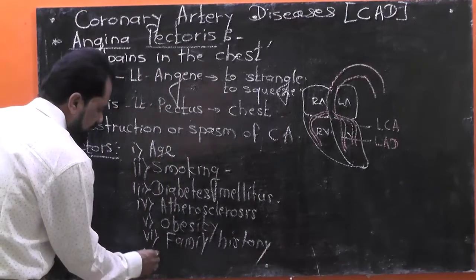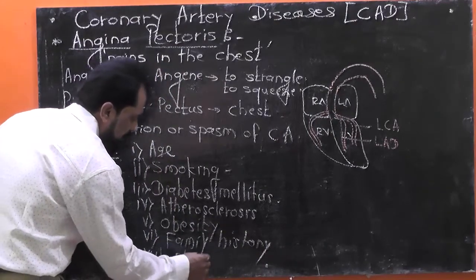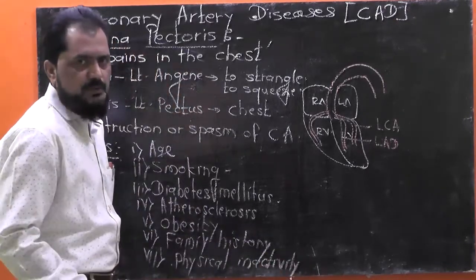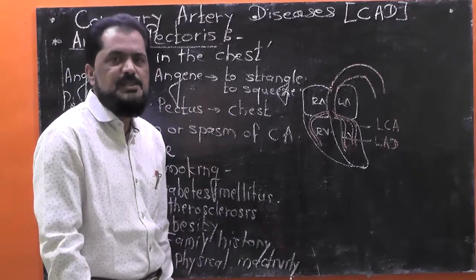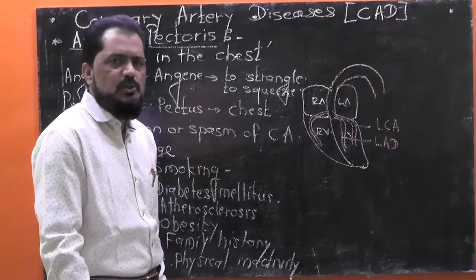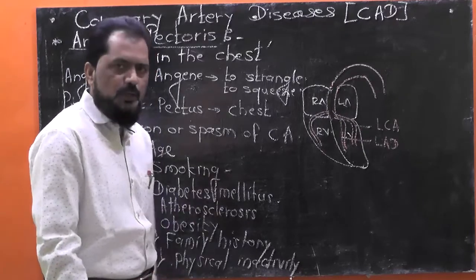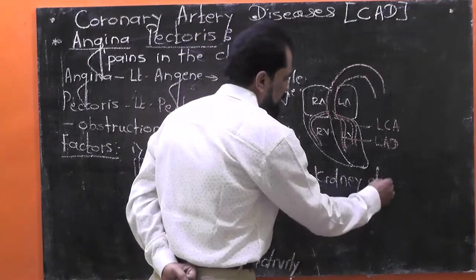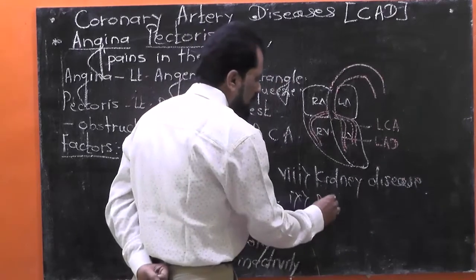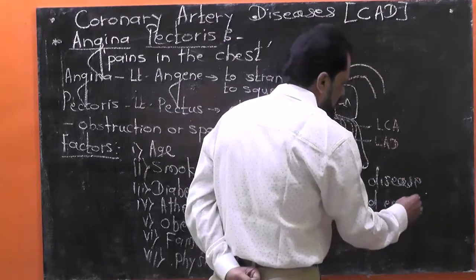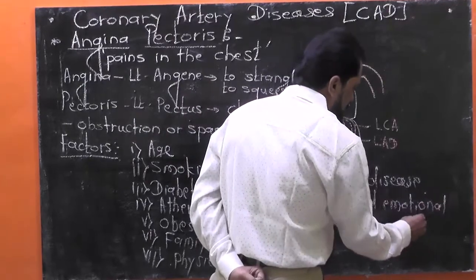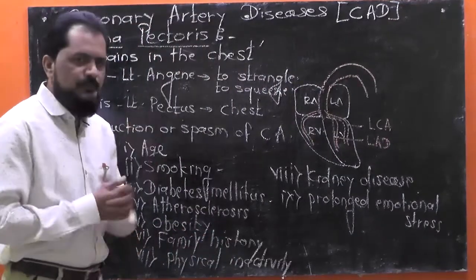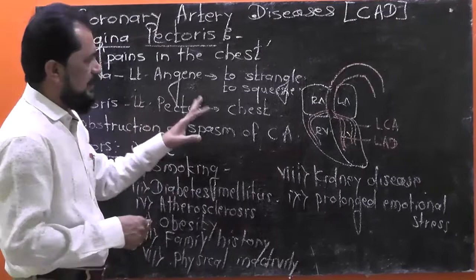Also we can say physical inactivity. Those persons who do not perform any regular physical activity, exercise, are also considered susceptible for coronary artery diseases. Next, kidney disease and prolonged emotional stress. So all these are considered as different risk factors for angina pectoris, for CAD. So here we have discussed briefly about angina pectoris.